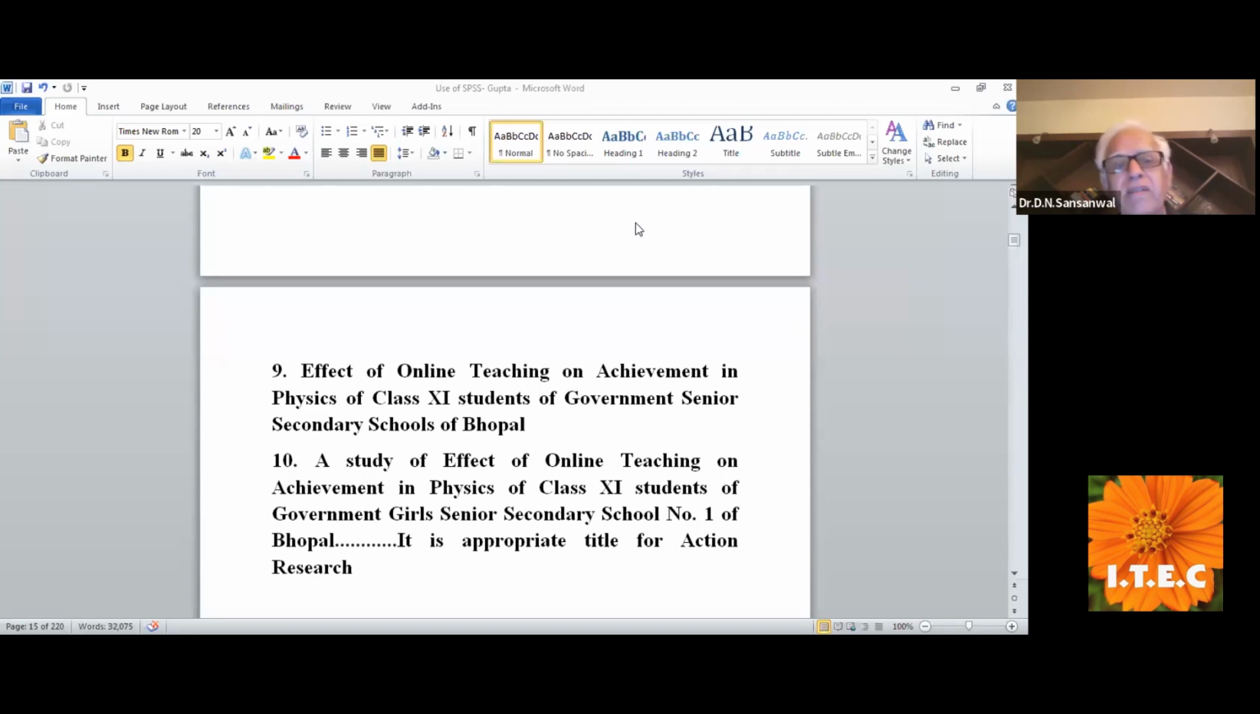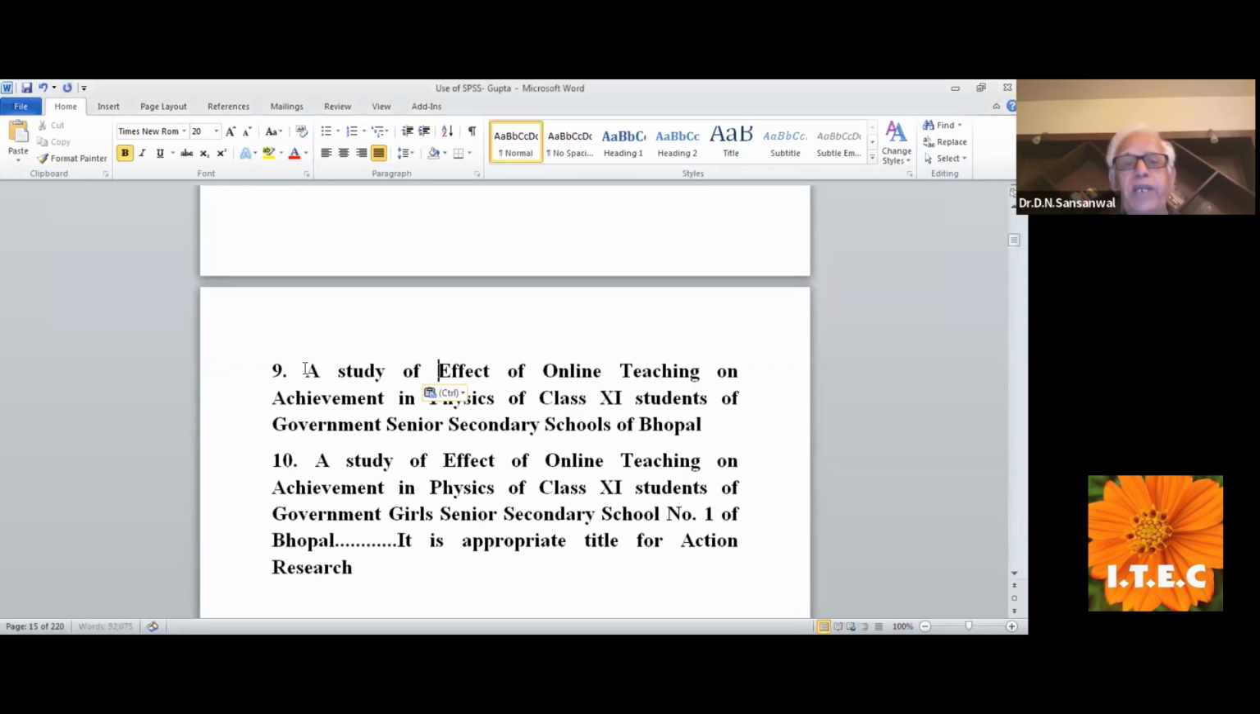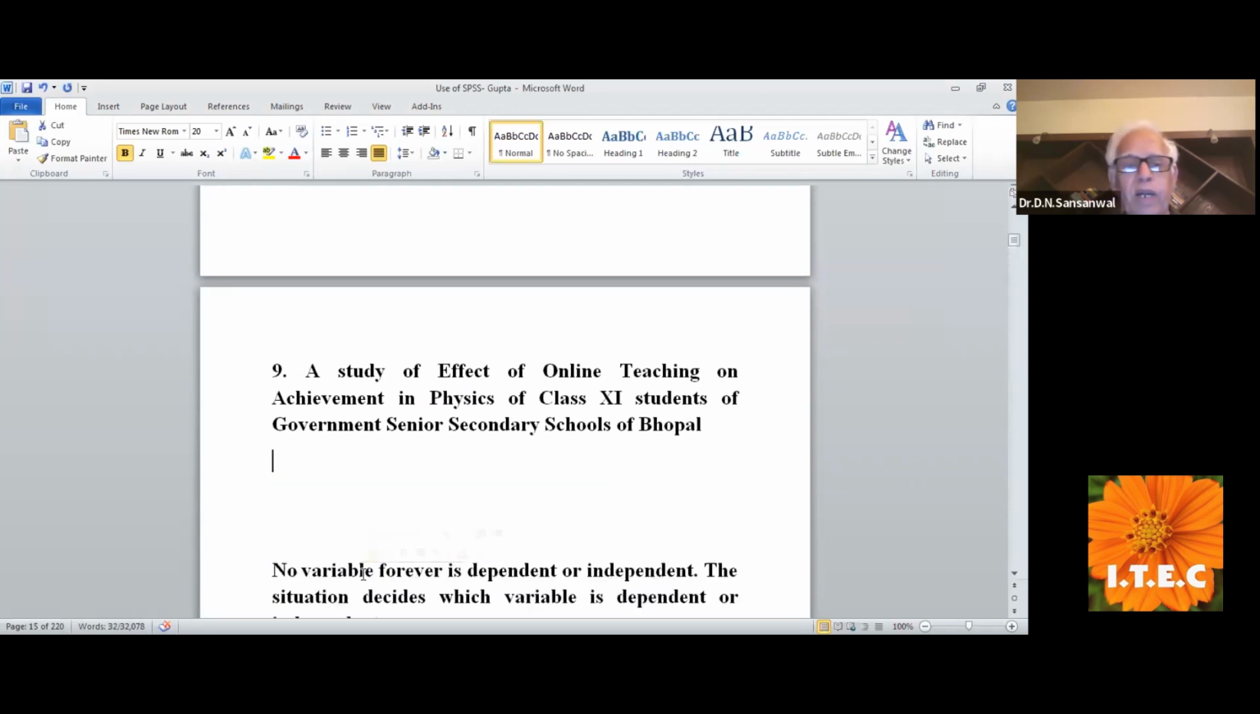And a large number of the titles available in Shodh Ganga are like this. And that is why the quality of research in India is very poor. So you cannot have this, you have to have a study of. So therefore, your title number 9 is appropriate. And in this particular title, you know the variable.